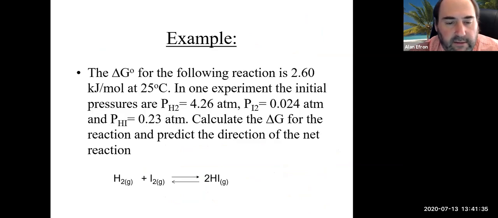All right, I think you have one more to go. For this one, the delta G naught is 2.6 at 25 degrees. In one experiment, the initial pressures are 4.26, 0.024, and 0.23. Calculate the delta G for this one and predict which way the reaction will actually go. So take a couple of minutes, see what you come up with on this one.